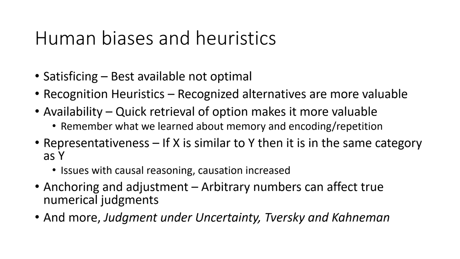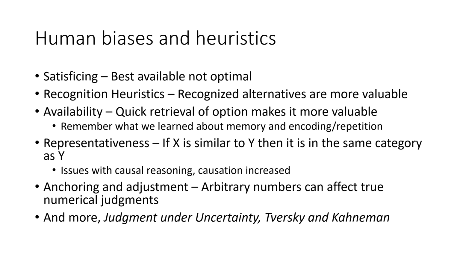Representativeness. So this is a common problem. If X is similar to Y, then it's in the same category as Y. This will be a huge problem when you start to get into causal reasoning. People will start to attribute causes from systems that they consider similar, even though they are not the same system. You'll see a lot of that.